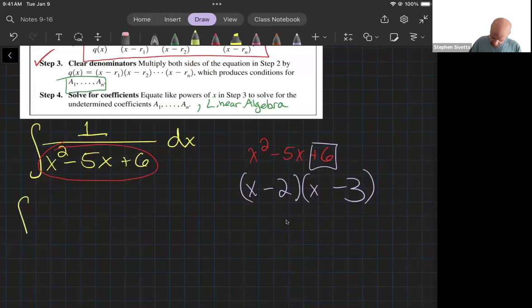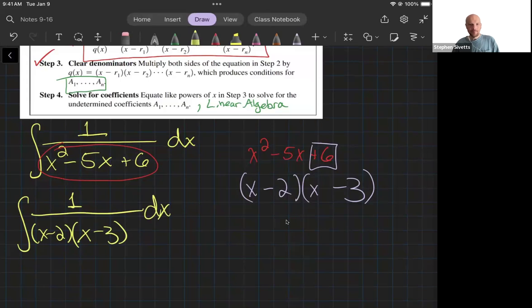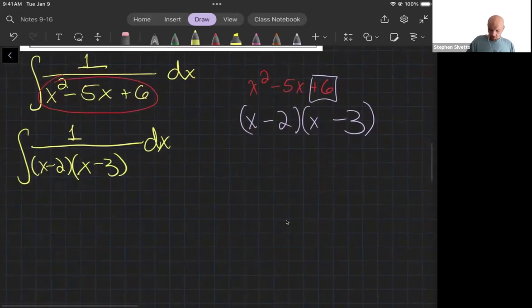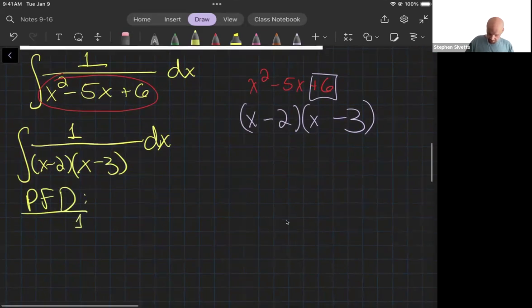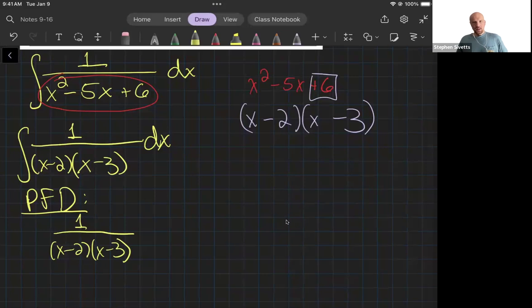So we can rewrite this integral as 1 divided by x minus 2 times x minus 3, right? Okay. And so we want to perform the partial fractions decomposition for the quantity 1 divided by x minus 2 times x minus 3. Okay. X minus 2 and x minus 3 are distinct linear factors, right? Linear because you have x minus a constant or x plus a constant, right?